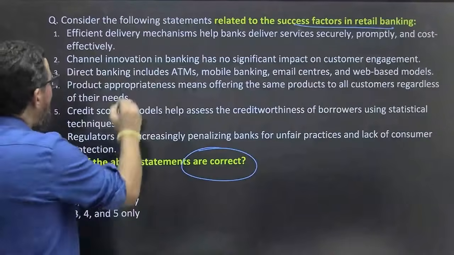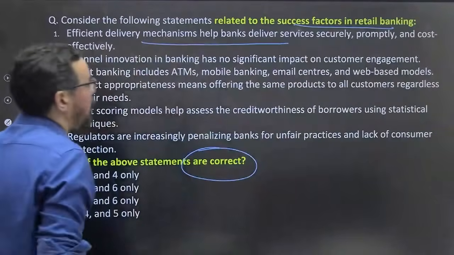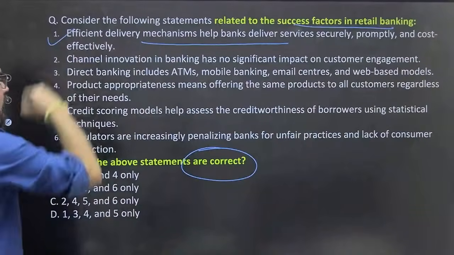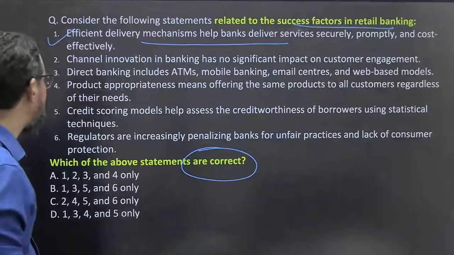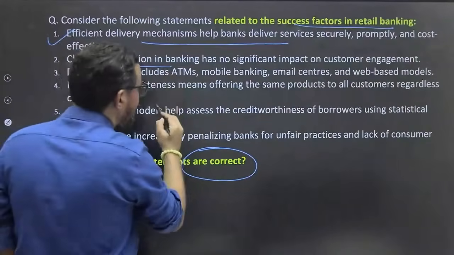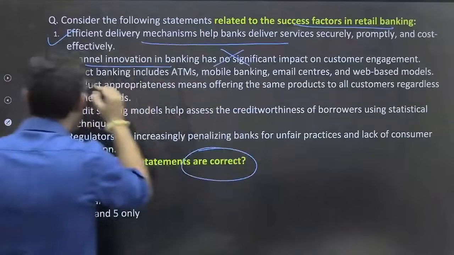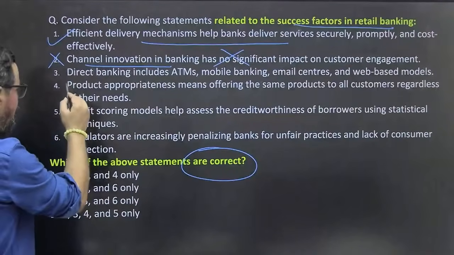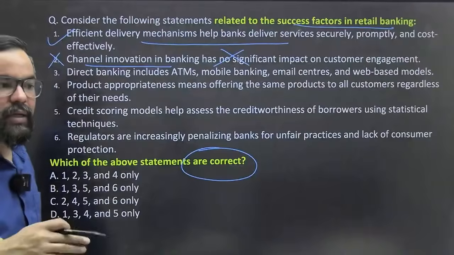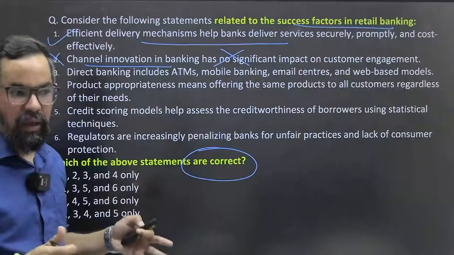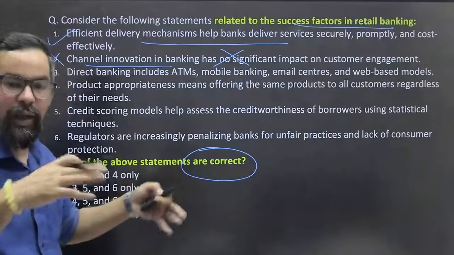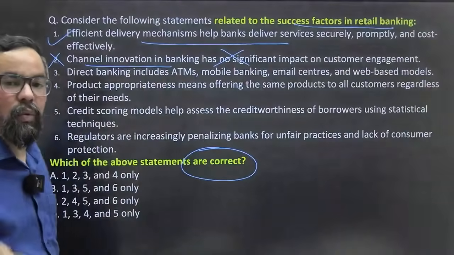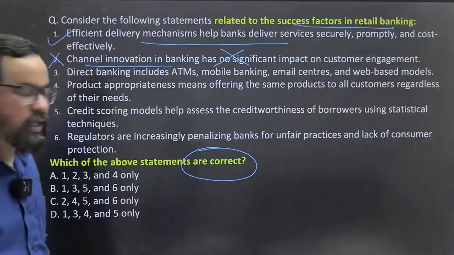Statement 1: efficient delivery mechanism helps banks deliver services securely, promptly and cost effectively, like mobile banking and others. Channel innovation in banking has huge significance in the banking system. Delivery channels mean it is not only about physical banking. We do have equal contribution from the online or remote channels. The statement generally says we only have the importance of physical banking.